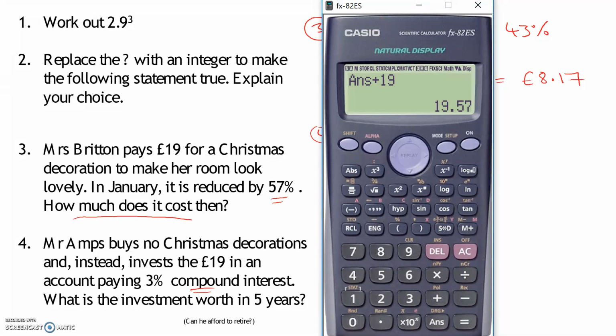That's how much is now in my account after year 1, £19.57. I can multiply that by 0.03. That's the interest I earn. Then I could add that on again. I've got loads and loads of steps. So we want a much quicker way of doing this.